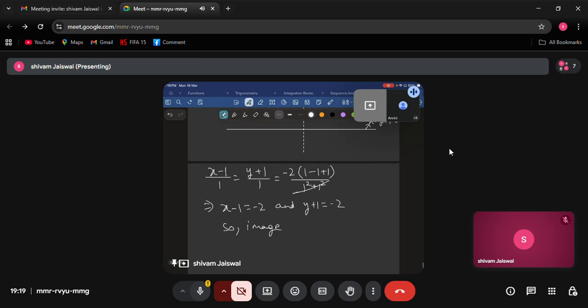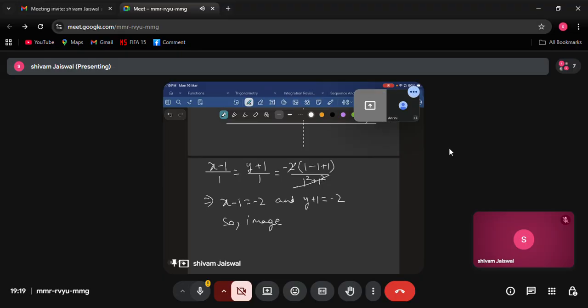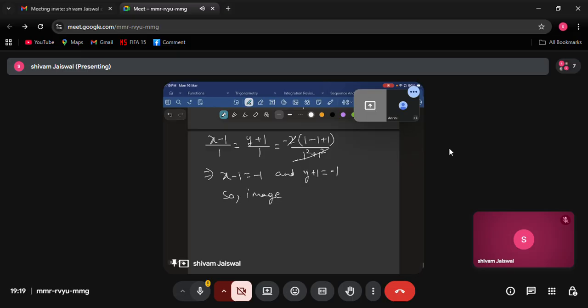Okay, now let us find it out. These two will get cancelled. So you are getting x minus 1 is equal to minus 1, and y plus 1 is equal to minus 1. So the point is equal to 0 comma minus 2, which is equal to minus 2 iota.